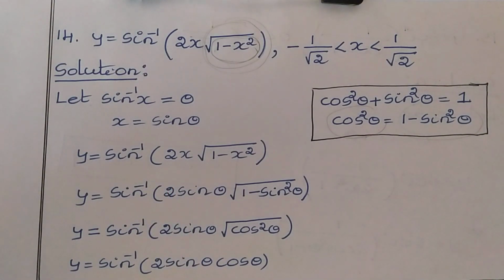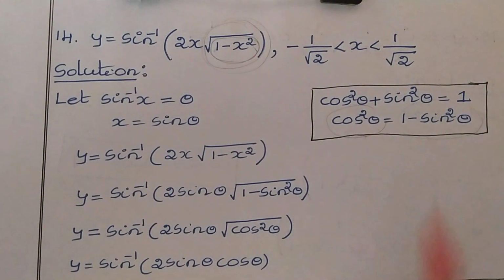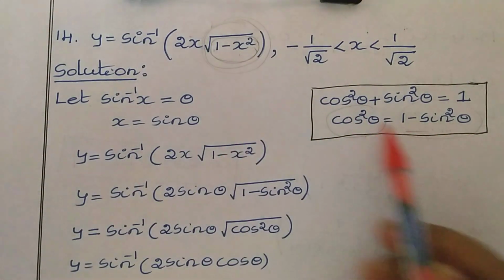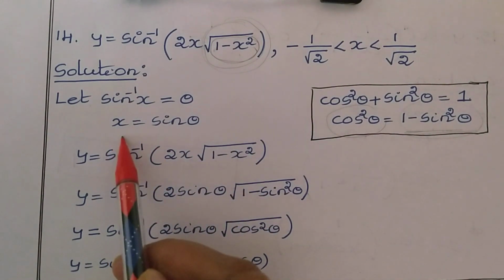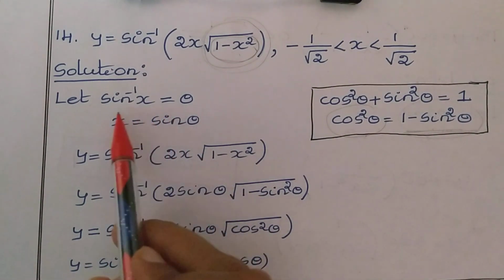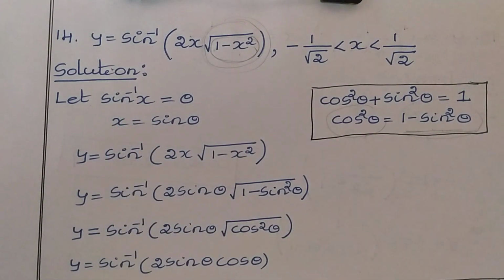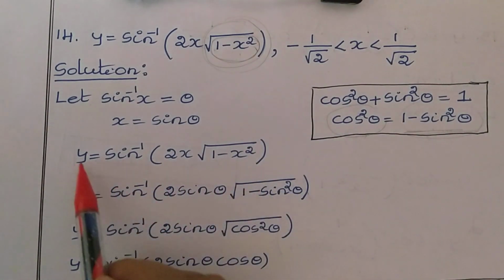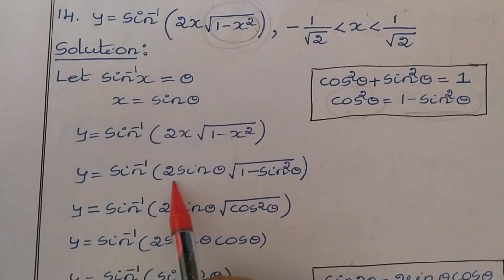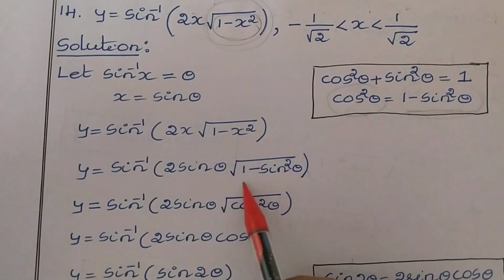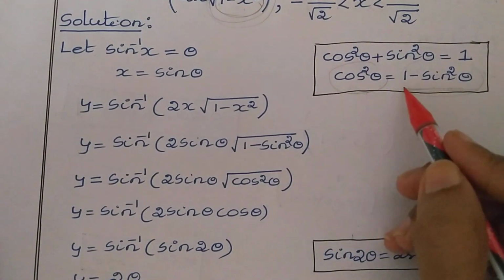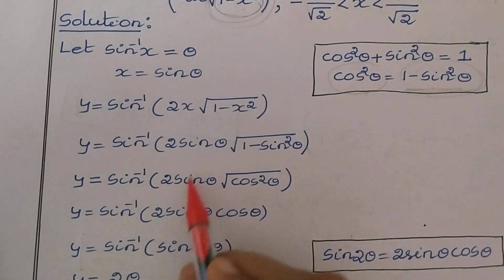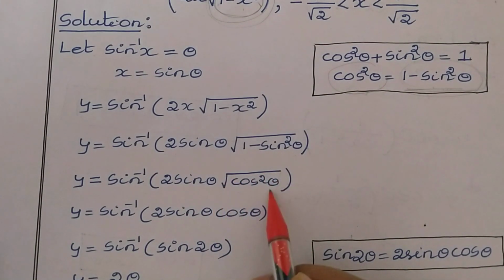So let us take now theta as sine inverse x, because here we are replacing this x as sine theta. If you compare this and this, you can see that. So that's why I am taking x as sine theta. Then we have theta is equal to sine inverse x, or sine inverse x is equal to theta. Now substitute the x value, y is equal to sine inverse of 2 sine theta square root of 1 minus sine square theta. See, 1 minus sine square theta is nothing but cos square theta. So we have sine inverse of 2 sine theta square root of cos square theta.